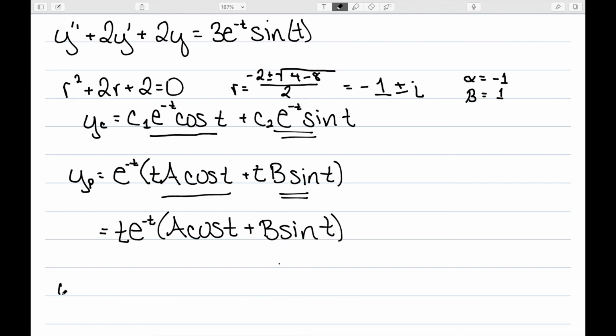And like I said, I'm not going to solve for the constants, but we can now get yg by adding these two things up to get our general solution.